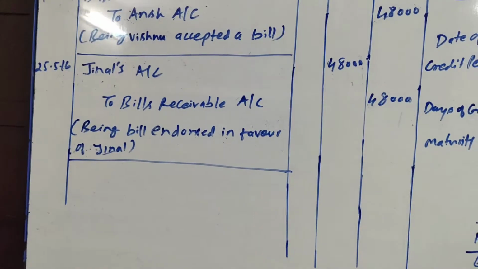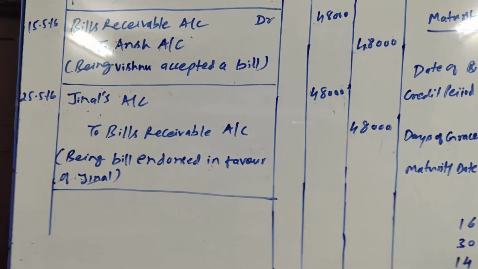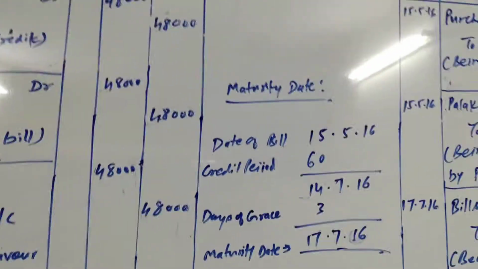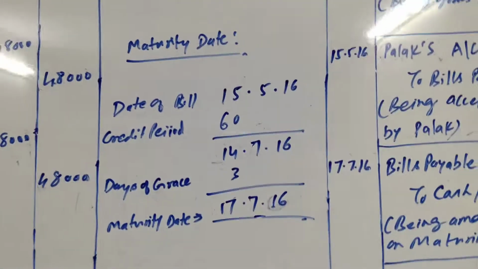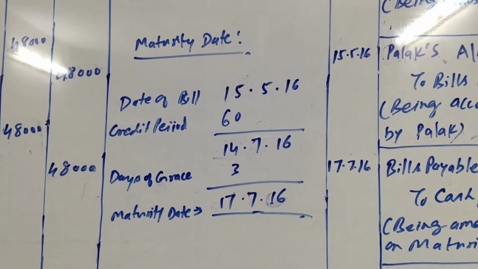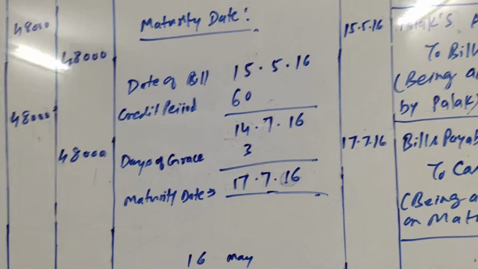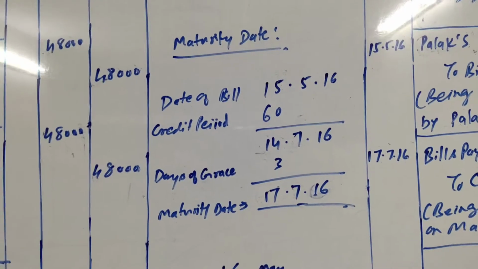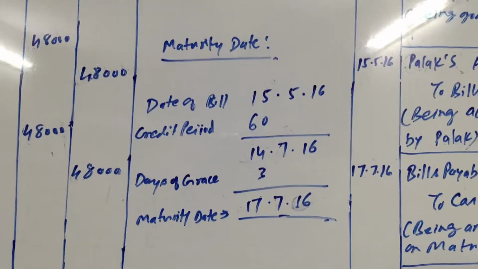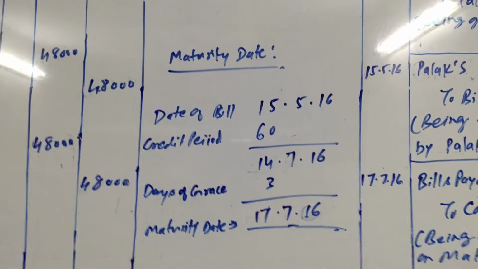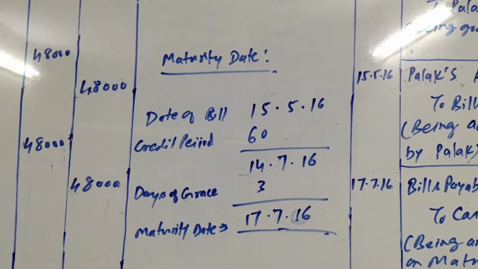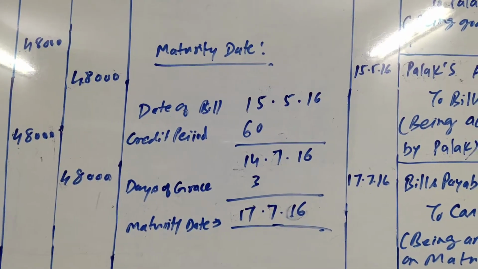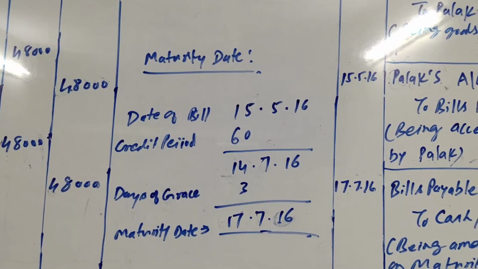Now as it is given on the maturity date, payment is made by Ansh. So let us find out the maturity date. Friends, bill date is 15/5/2016 and it is for 60 days. So we have to add the days, not the months. We cannot say that it is 2 months, it is 60 days. So when we add 60 days in 15/5/2016, we get 14/7, that is 14th of July.